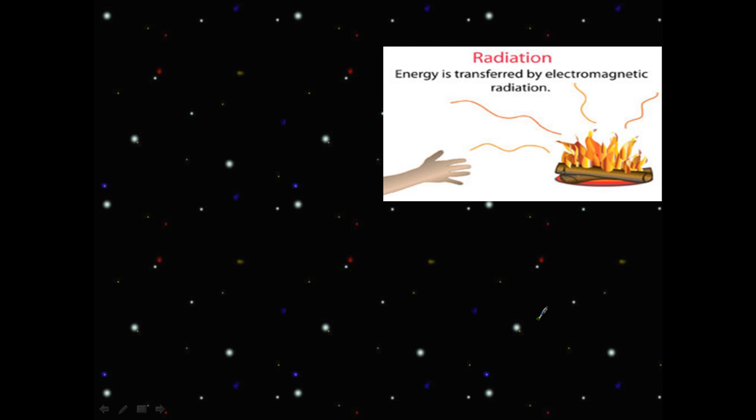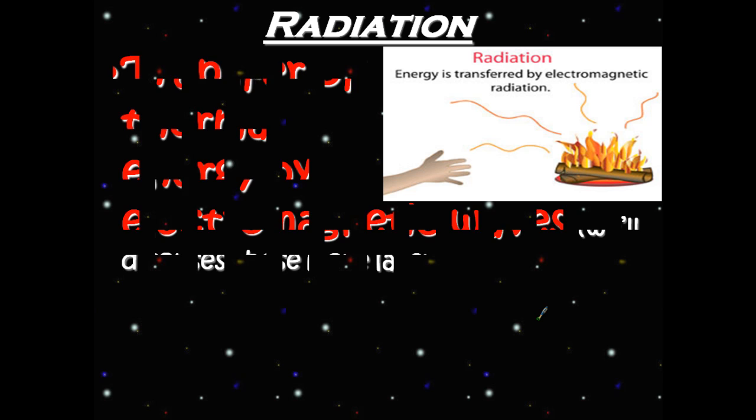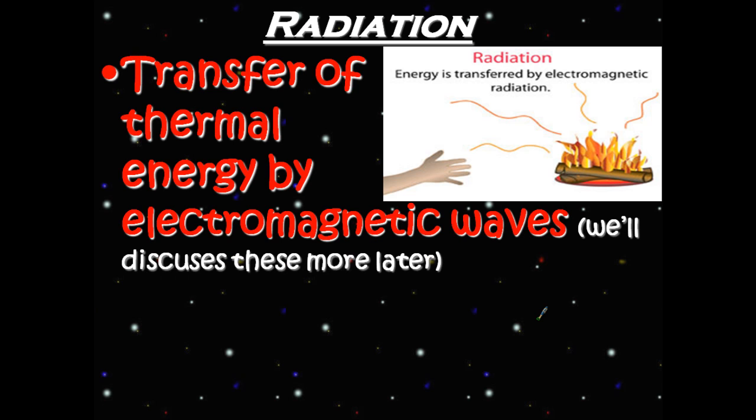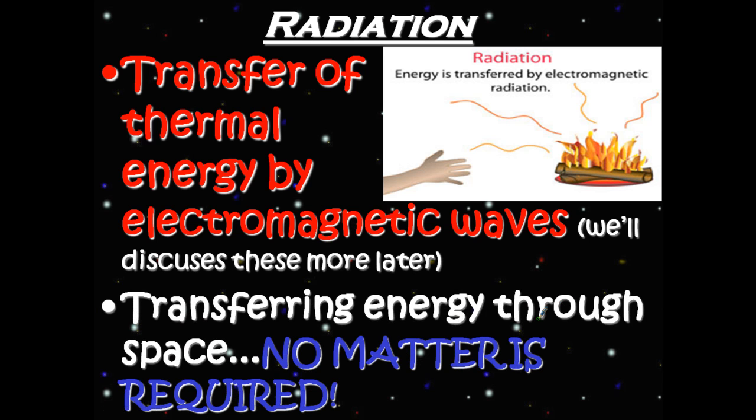And lastly, we have radiation. It's when energy is transferred by electromagnetic waves. And we'll talk more about it in E&M waves next term. So it's transferring energy through space, and you don't need any matter to do it. Perfect example, the sun. There's nothing in space. It's a complete vacuum, so there's nothing for the heat to travel through. But we still get the heat from the sun because of the radiation. It can travel through space.